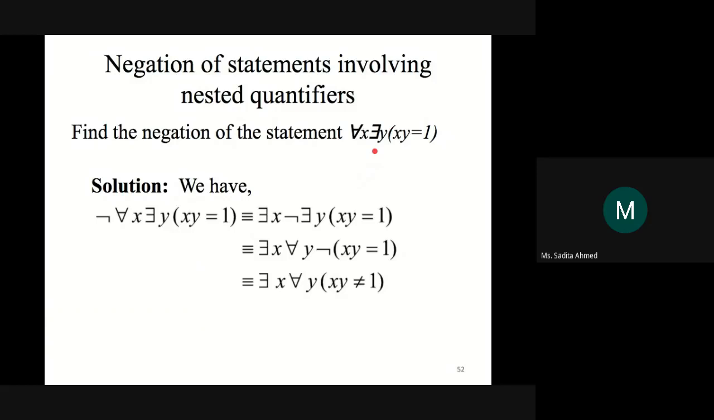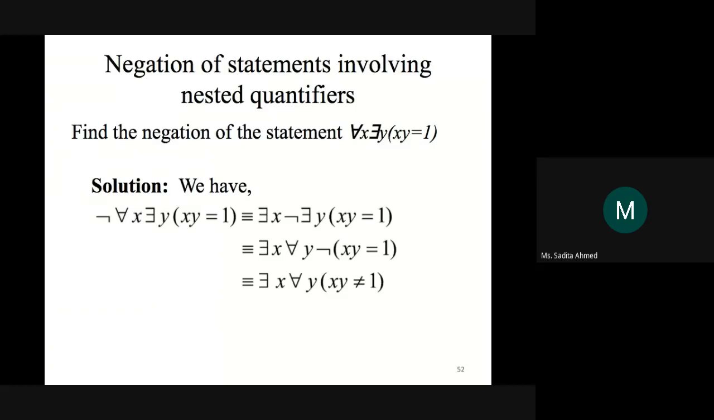What happens when the domain is changed to the set of all positive integers? Then we don't have 0 there, right? In the case of the set of all positive integers, 0 is not there. Then the statement becomes true, right? No, ma'am, it becomes false. Why is that? Because it's an integer.